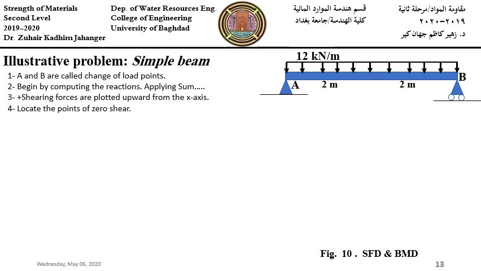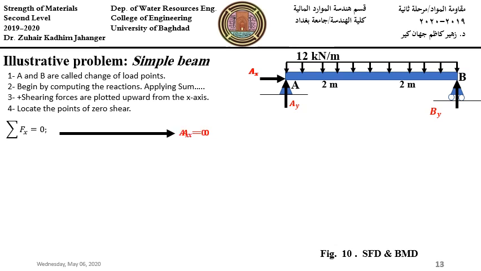As we said, A and B are called change of load points. We start by drawing the free body diagram for the beam, applying the equations of static equilibrium to determine the reactions. So AY, AX, and BY reactions need to be calculated. By equating summation of X to 0, this yields that AX equals 0.